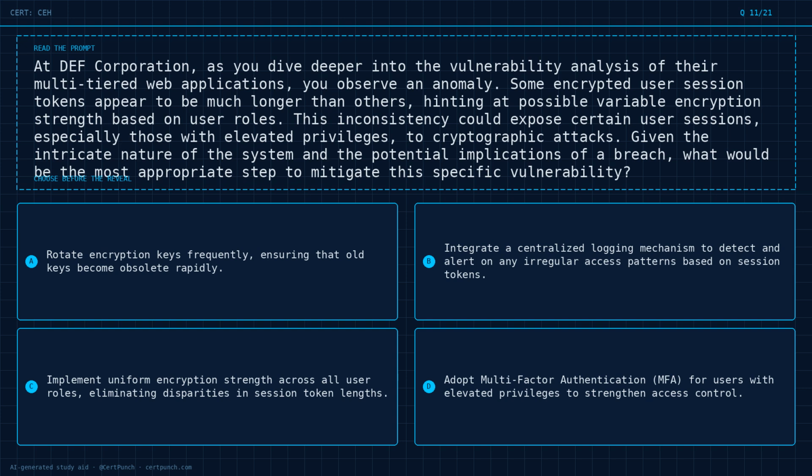Option A, rotate encryption keys frequently, ensuring that old keys become obsolete rapidly. Option B, integrate a centralized logging mechanism to detect and alert on any irregular access patterns based on session tokens. Option C, implement uniform encryption strength across all user roles, eliminating disparities in session token lengths. Option D, adopt multi-factor authentication, MFA, for users with elevated privileges to strengthen access control.